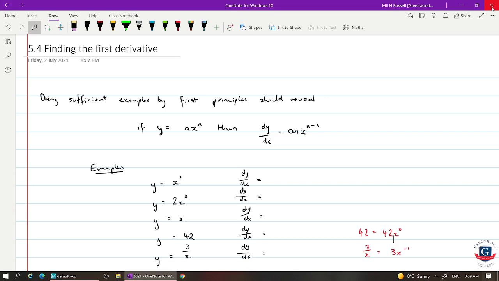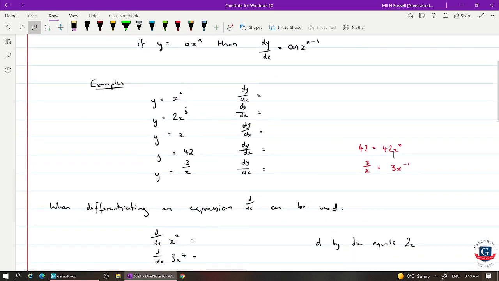By doing sufficient examples by first principles, you should reveal that if y is some function ax to the power n, then the derivative is a n x to the power of n take 1. So literally what that means is take the power, multiply it by the coefficient, reduce the power by 1. So let's have a look at some examples.